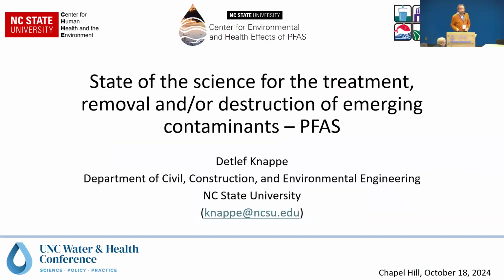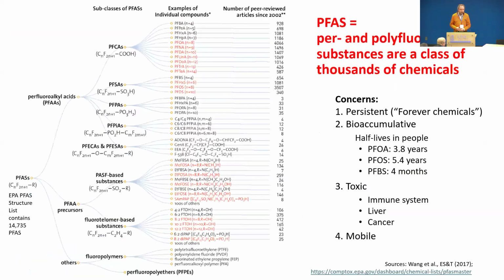So I'll talk about PFAS. PFAS are a class of synthetic chemicals. According to EPA's PFAS structure master list, there are almost 15,000 PFAS structures that have been identified. These PFAS fall into different categories, some of which we know quite a bit about in terms of toxicity. Some we're just discovering and know very little about. And then there are also fluoropolymers that are often treated as a separate subclass.